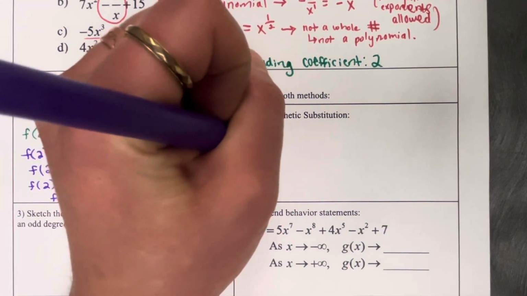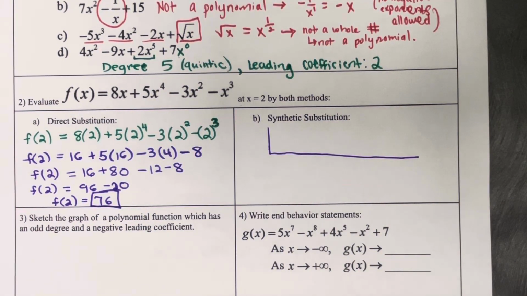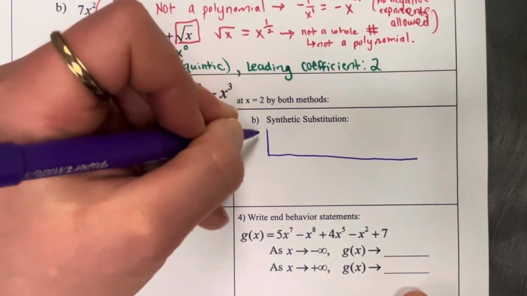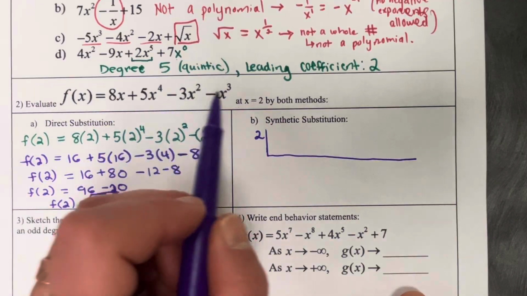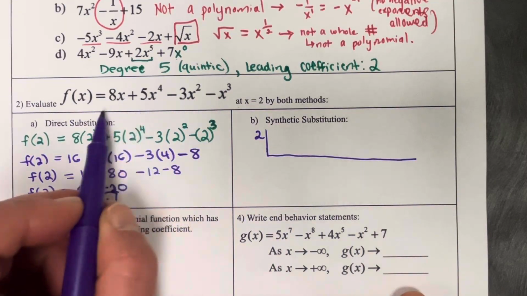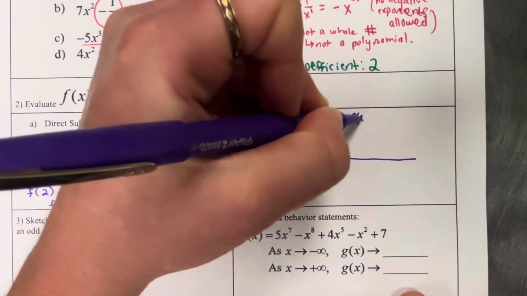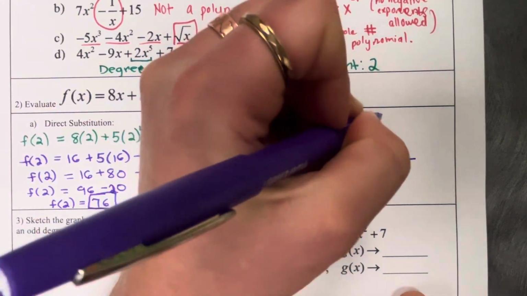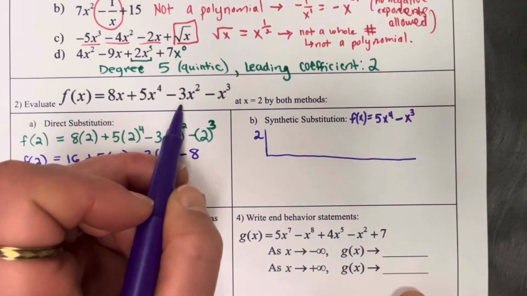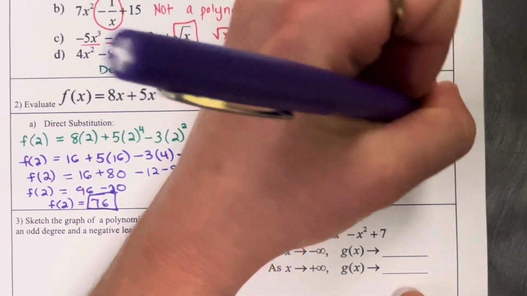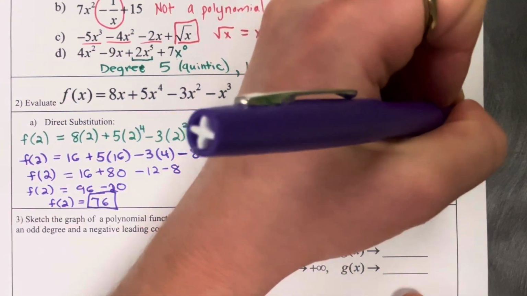So we're going to draw out our synthetic substitution format. And then we're going to put 2 up here in the corner, and then we're going to put our coefficients. First thing we want to do is put all our leading coefficients in order. So we want this in descending order from highest degree to lowest degree. So we're going to rewrite f of x with the highest degree first of 5x to the 4th. And then I want x to the 3rd, so negative x to the 3rd. And then I go to x squared, that's minus 3x squared. And then I go to x plus 8x. And then I don't have anything for my constant, plus 0.